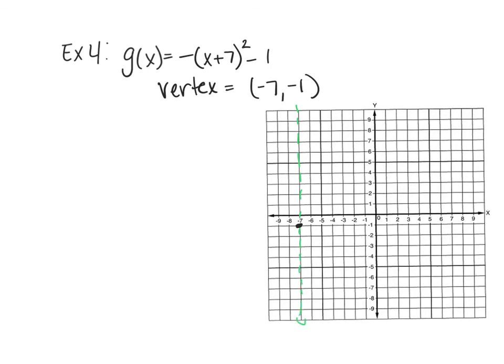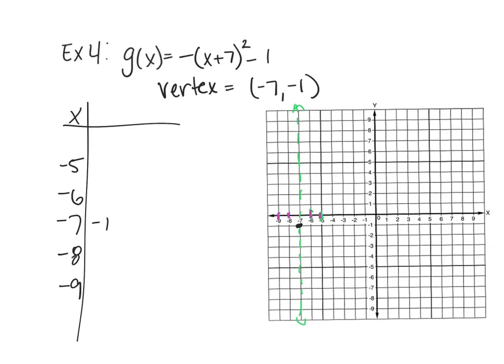And I'm going to plug in 2 points greater than and 2 points less than into my table. So -7's in the middle. And I'm not actually going to plug in all 4 points. I'm just going to use symmetry to find the other ones. So -6, -5, and -8, -9.